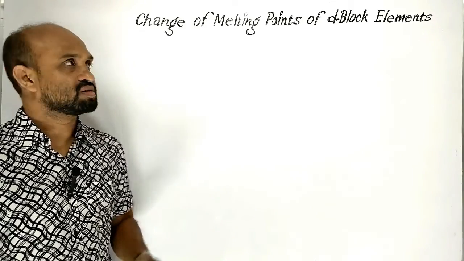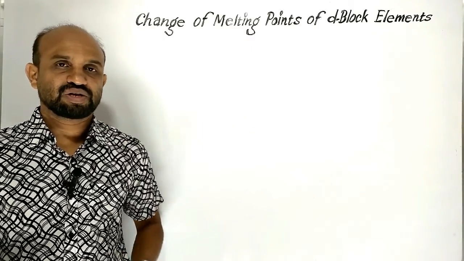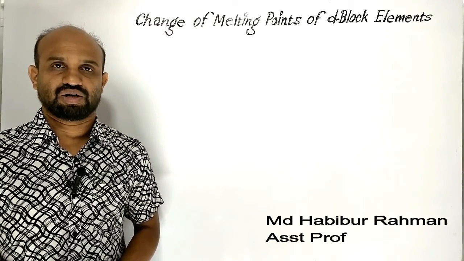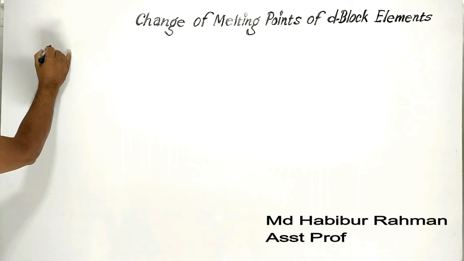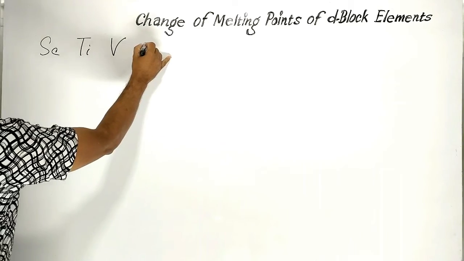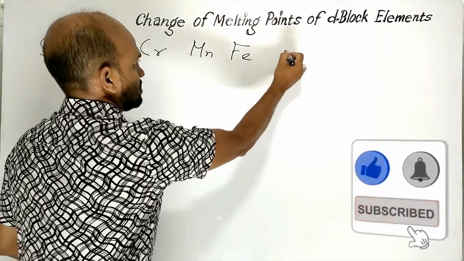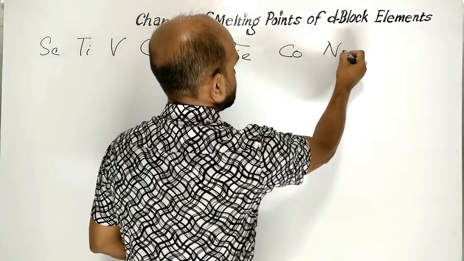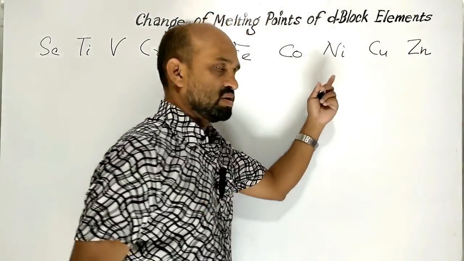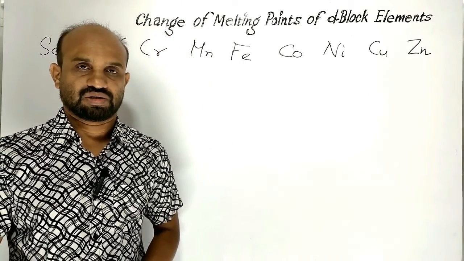Today I am going to discuss change of melting points of D block elements, especially 3D block elements. Let's see which elements are 3D block elements. Scandium, titanium, vanadium, chromium, manganese, iron, cobalt, nickel, copper, zinc. These are the elements known as 3D block elements.